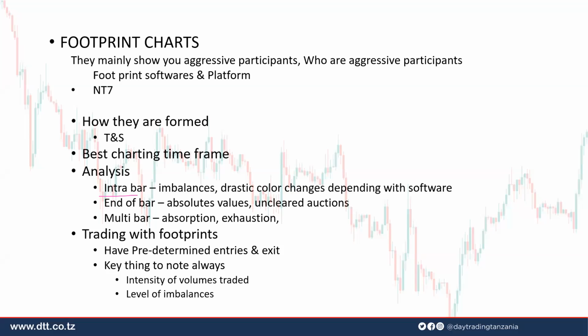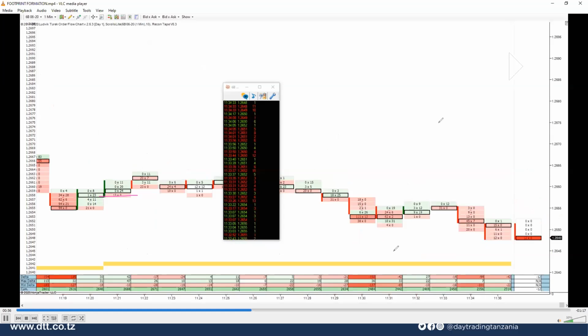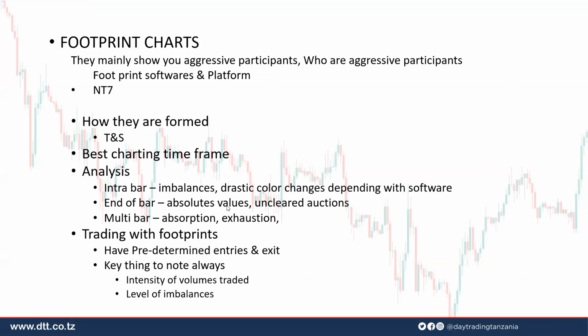So for example, I can just show you here. When we say intrabar, it means we are looking at this bar while it is forming, before it closes. We'll try to read it and understand how price is trading as that bar is forming. There are a couple of patterns you could be looking at as the market is moving. First, we'll be looking at imbalances. Imbalance, in a simple way, is the difference between buyers and sellers. We want to understand which of the two is stronger.